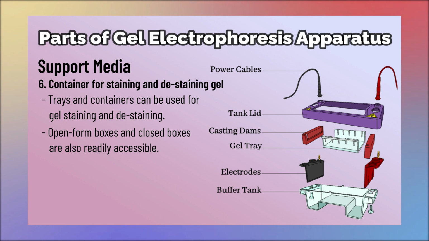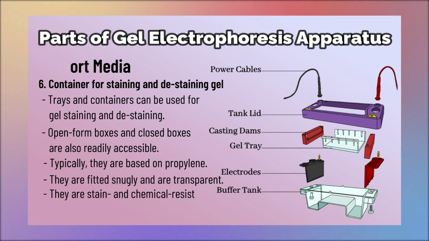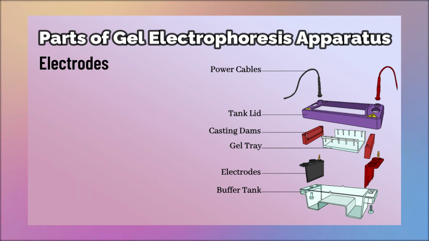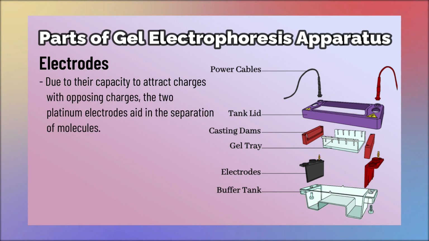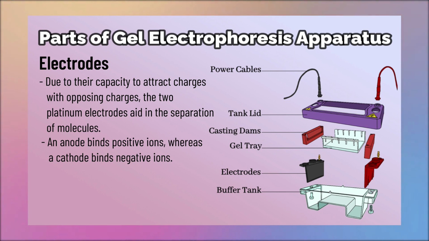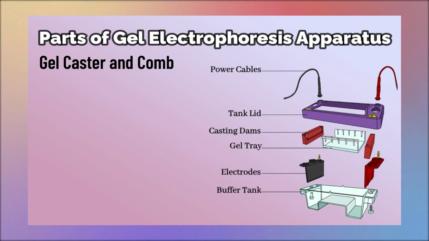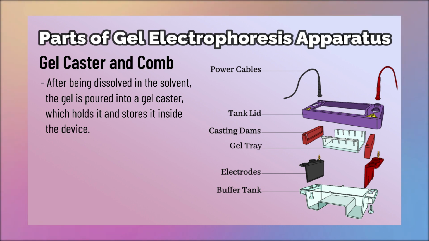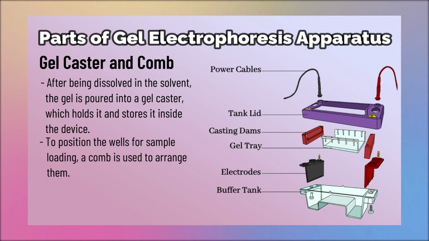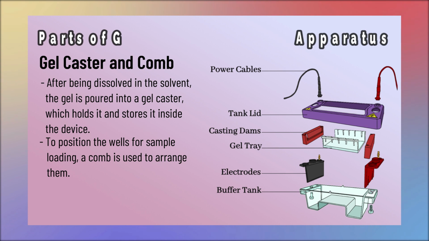Open foam boxes and closed boxes are also readily accessible. Typically, they are based on propylene, are fitted snugly and are transparent. They are stain and chemical resistant. Then comes the electrodes. Due to their capacity to attract opposite charges, the two platinum electrodes aid in the separation of molecules. An anode binds negative ions, whereas the cathode binds positive ions. Lastly is the gel caster and comb. After being dissolved in the solvent, the gel is poured into a gel caster, which holds it and stores it inside the device. To position the wells for sample loading, a comb is used to arrange them.